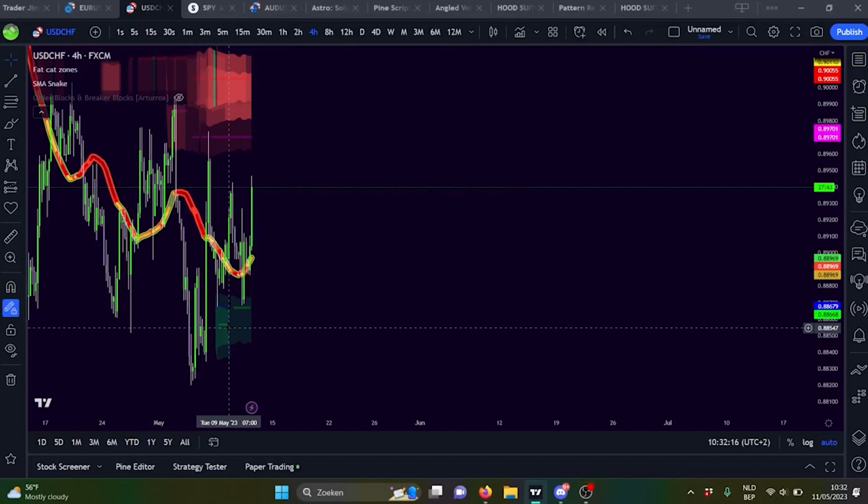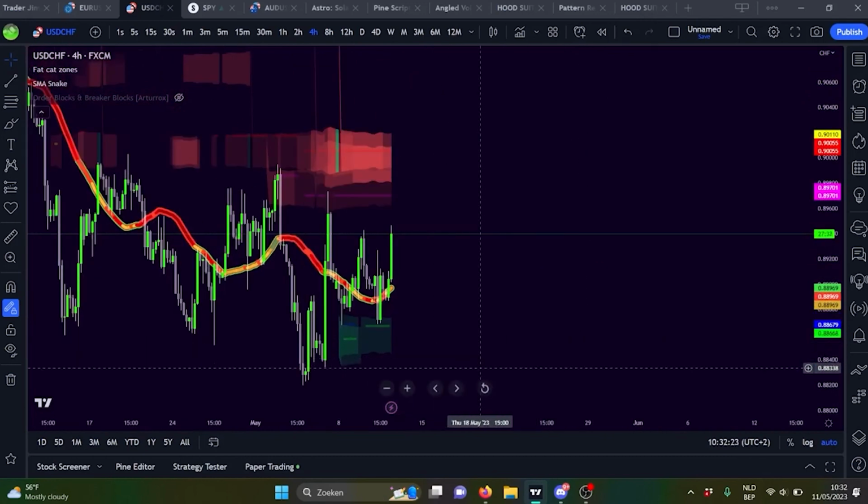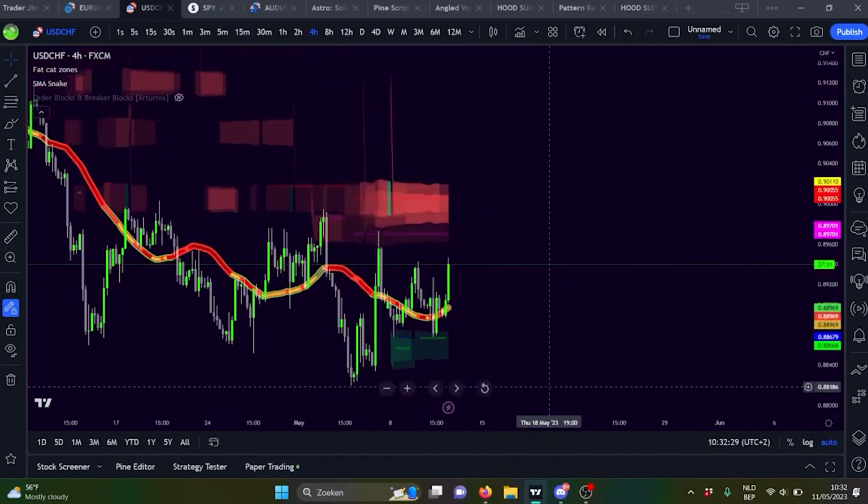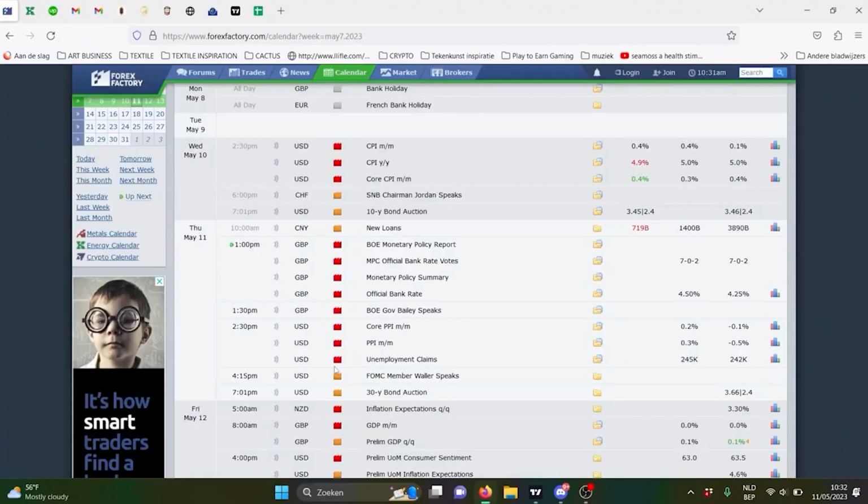Alright everybody, it's Thursday, 11 May, so it's in the morning, 10 o'clock my time, Belgium time. So let's look at the chart. Start with USD CHF. Wait, let's look at the economic calendar first.